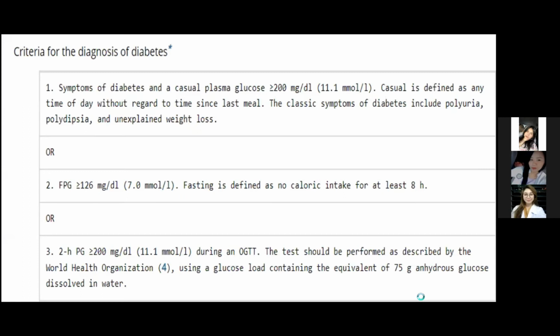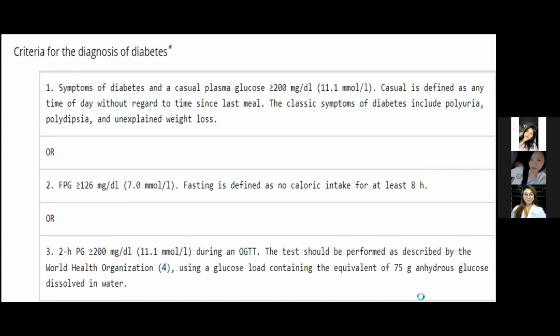Another criterion we have is symptoms of diabetes and casual plasma glucose that is greater than or equal to 200 milligram per dL, equivalent to 11.1 millimole per liter. Casual is defined as any time of day without regard to time since last meal. The classic symptoms of diabetes include polyuria, polydipsia, and unexplained or unexpected weight loss.